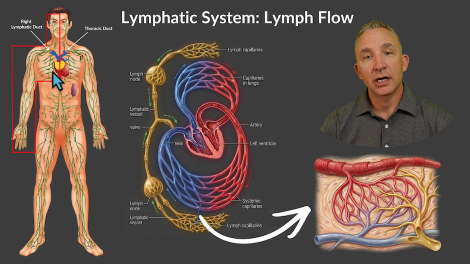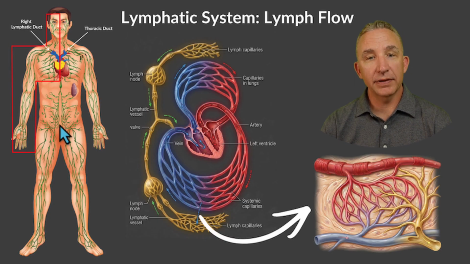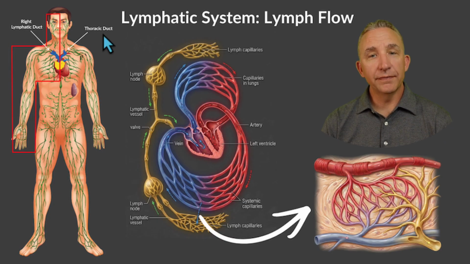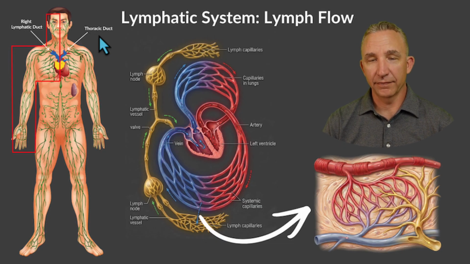That's asymmetrical. Everything that's not part of the red box, so both legs, everything in my abdomen, my left arm, my left chest, my left side of the head, all of that is going to dump into the thoracic duct. And sometimes it's called the left lymphatic duct.